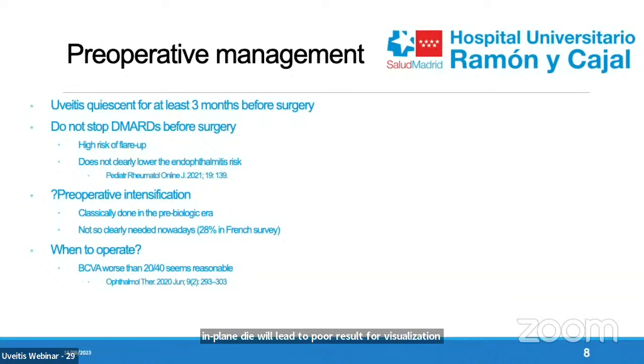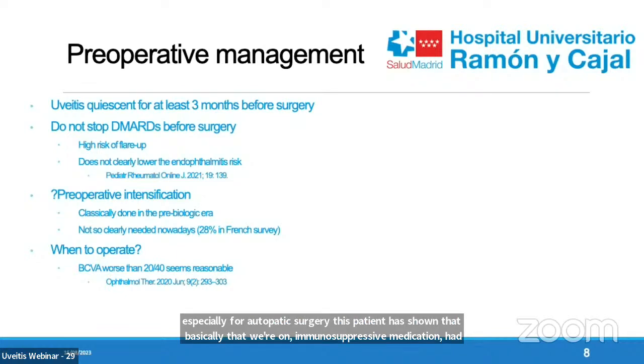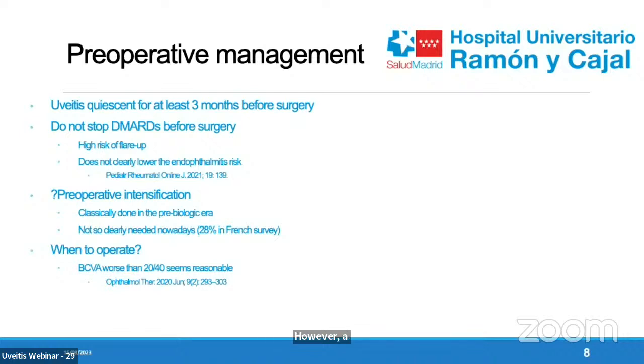There has been some discussion on whether to stop immunosuppressive medication before surgery, because especially for orthopedic surgery, it has been shown that patients that were on immunosuppressive medication had a higher risk of infection. However, a recent survey done by our French colleagues has shown that if we stop immunosuppressive medication, there's a high risk of flare-up, a high postoperative, difficult to control inflammation. And we do not clearly lower the endophthalmitis risk because when we use intracameral antibiotics, the endophthalmitis risk is minimal. So it is preferred not to stop immunosuppressive medication before surgery.